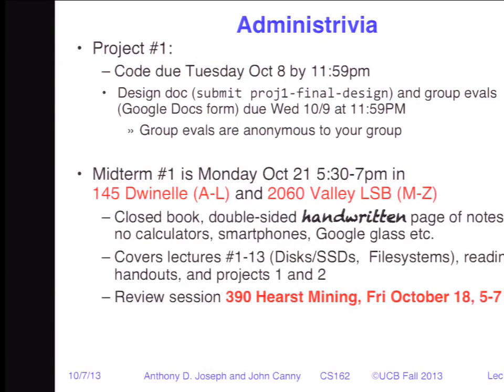We have a midterm coming up in 2 weeks. It's going to be divided between this classroom and 2060 Valley Life Sciences building. It's closed book, double-sided, handwritten notes, and no calculators, smartphones, or other technological devices. It'll cover lectures 1 through 13, so that's 13 is the Wednesday lecture before the Monday midterm, and the readings, the handouts, and projects 1 and 2.